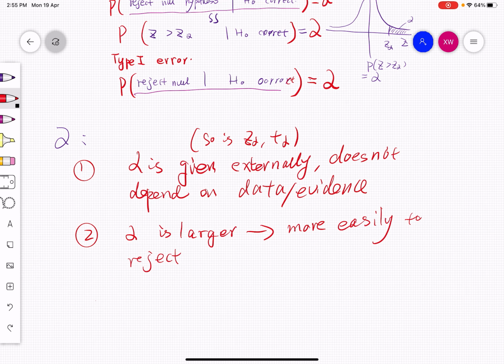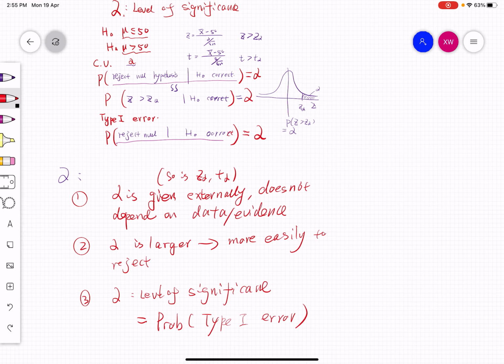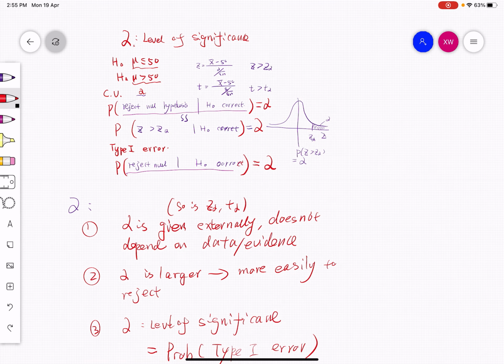The third one, which is our target of this video: alpha is called the level of significance and is also equal to the probability of type 1 error. So this is some discussion about the level of significance for students who find it difficult to understand during the lecture. So that's the end.